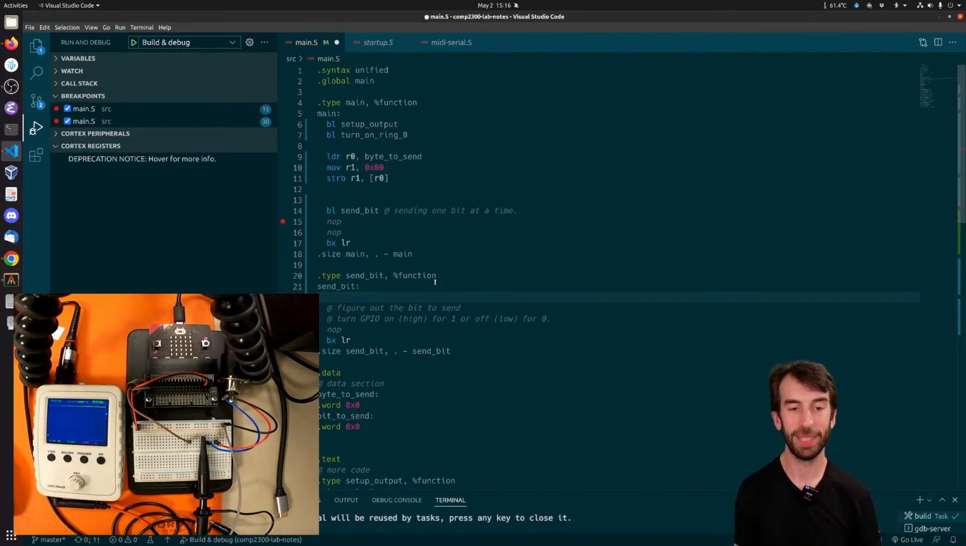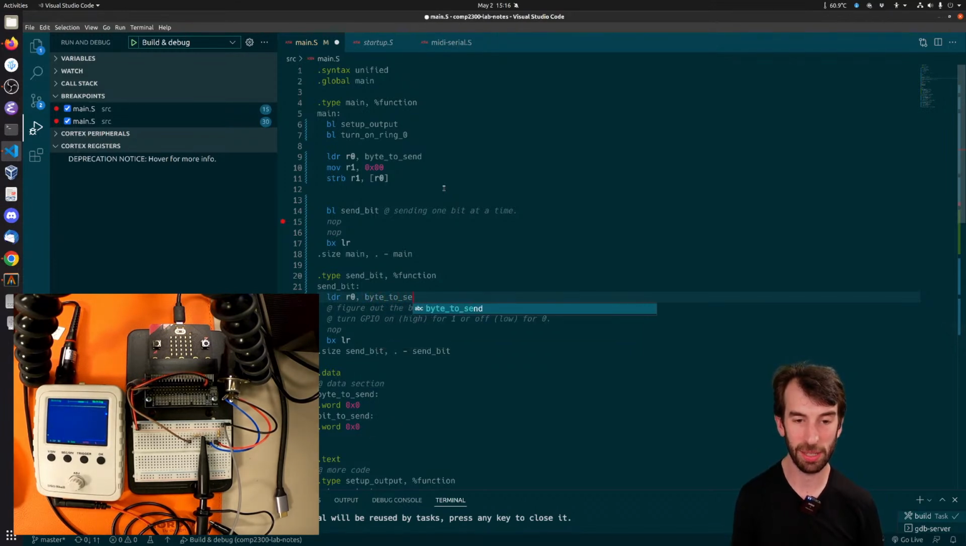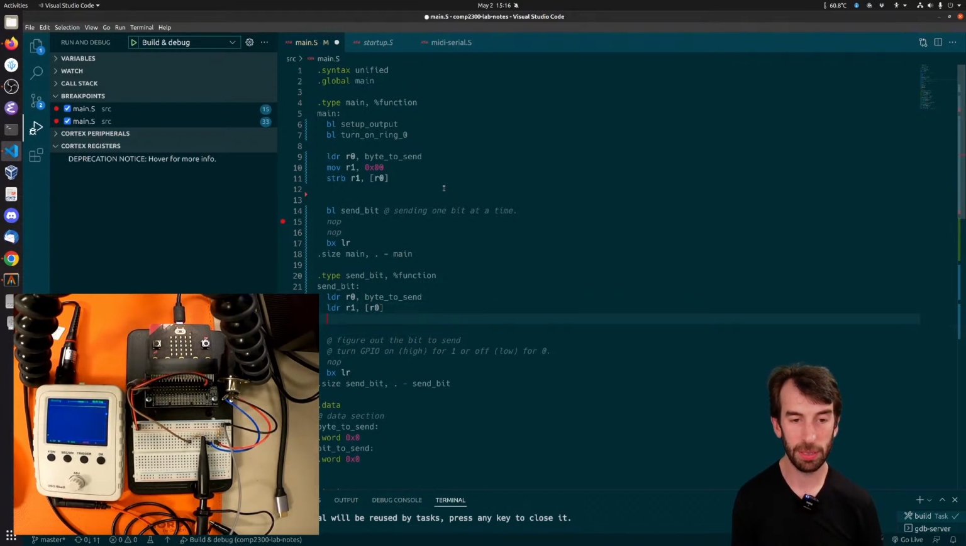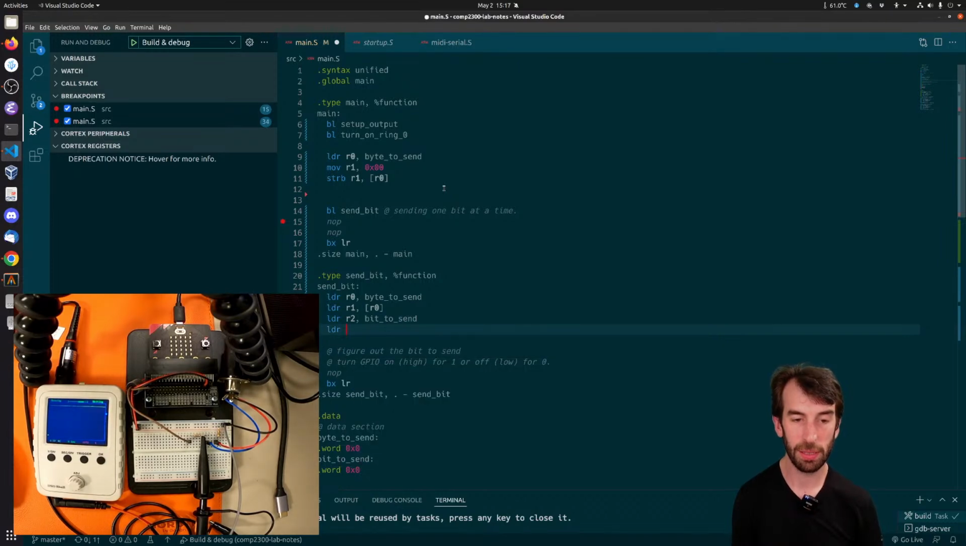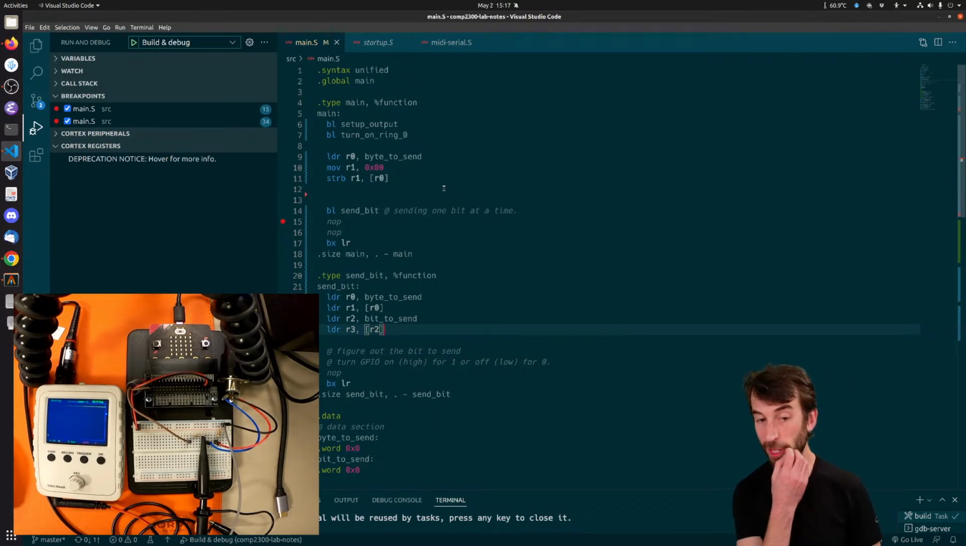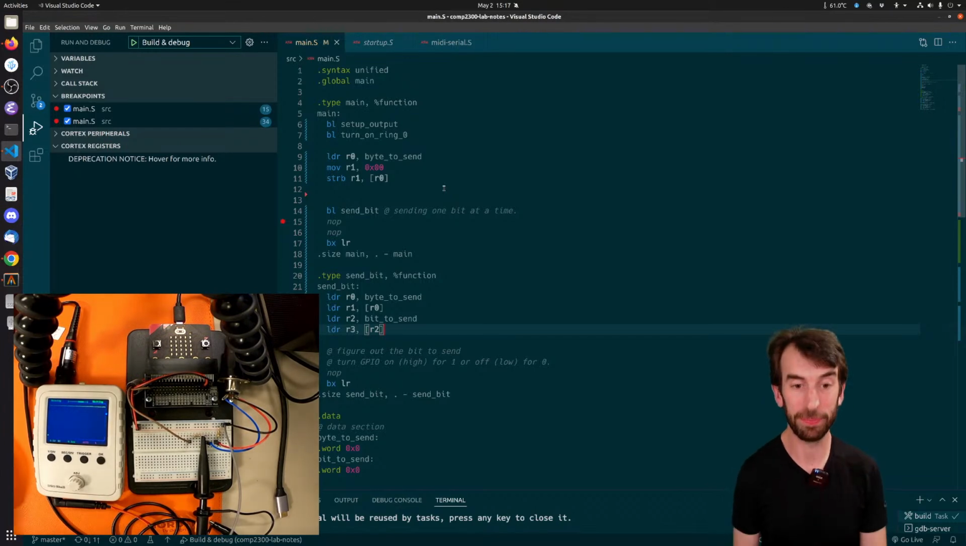Okay. So how does it know what bit to send? We're going to get those important values in here. Letter 0, byte to send. Letter 1, 0. Letter 2, bit to send. Letter 3, 2. So now I've got my byte and I've got the bit that I'm up to.